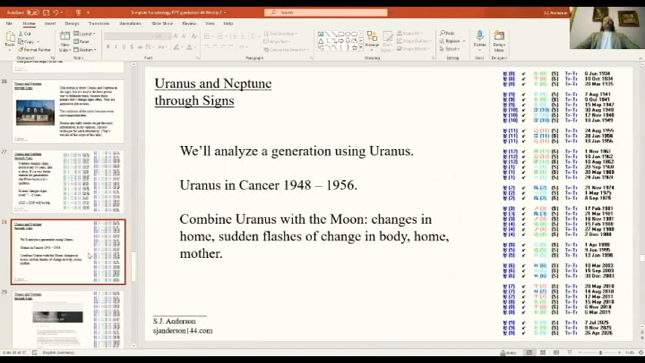So let's start analyzing. This is an example of how you might use Uranus in the signs as a generational marker. Uranus was in Cancer 1948 through 1956, roughly. And so now what we would do, we would combine the significations of Uranus with those of the moon, because the moon rules Cancer. And so you blend those significations to understand what might be themes of this generation. The moon is the body, the mother, and the home. And Uranus is unexpected changes, revolution, alteration, insight, individualism. You shift those together, you might have changes in the nature of the home, with motherhood, with the body.